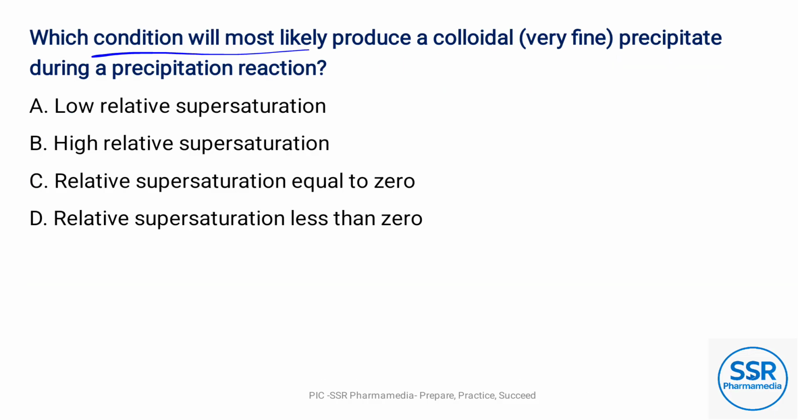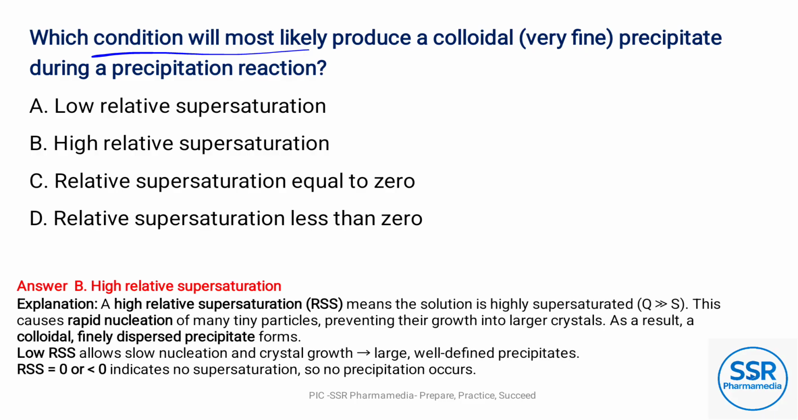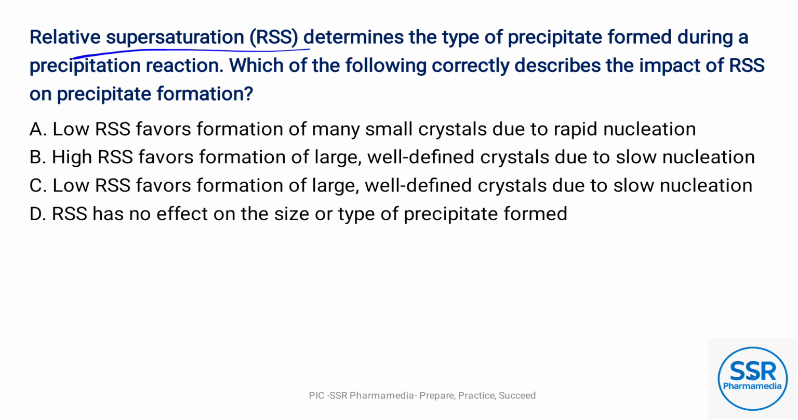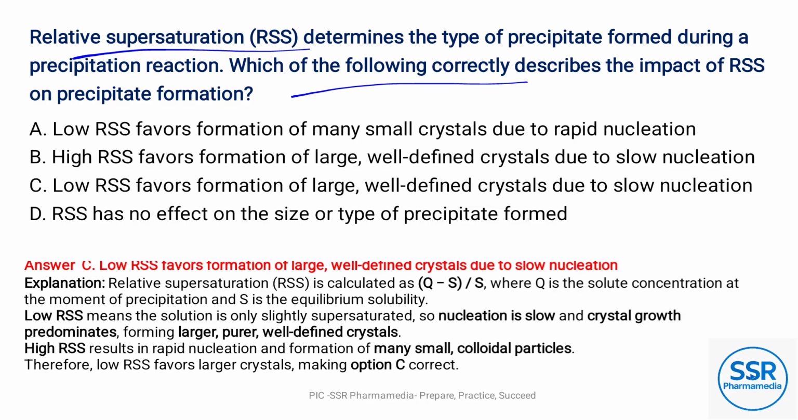Which conditions will most likely produce a colloidal precipitate during a precipitation reaction? Option B, high relative supersaturation. This leads to very fine particles. Relative supersaturation determines the type of precipitate formed during a precipitation reaction. Which of the following correctly describes the impact of RSS on precipitate formation? Option C, low RSS favors formation of large, well-defined crystals due to low nucleation.